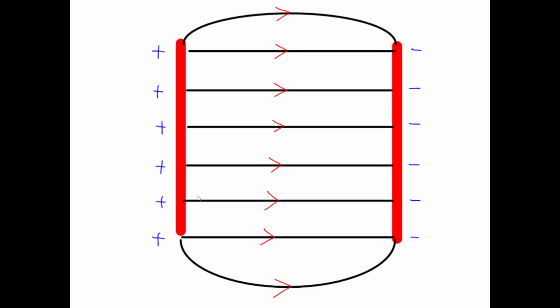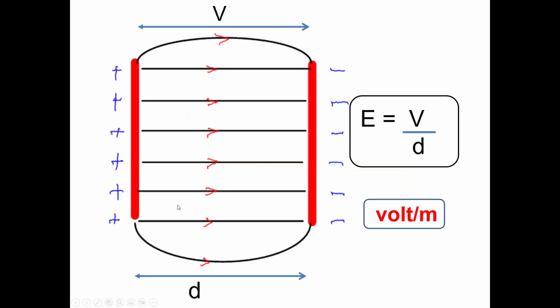Now this is a diagram showing the field lines parallel to each other. The lines are parallel and equidistant. Now look at the formula. E is equal to V upon d.